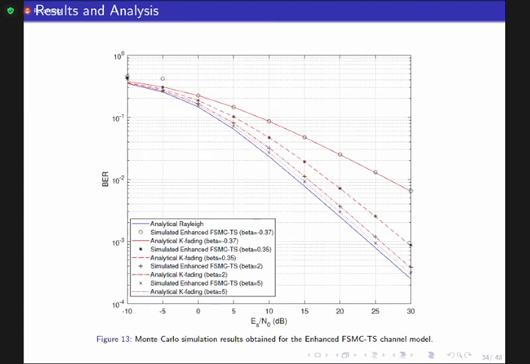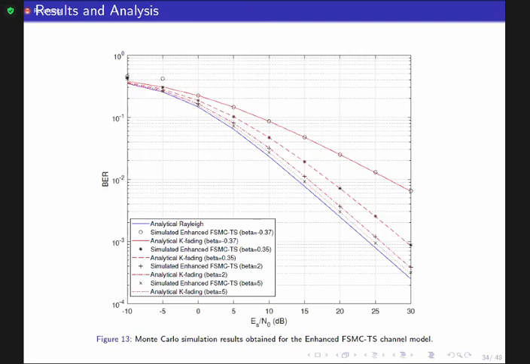Results. So here we have the results of the Monte Carlo simulations. All the lines are analytical results. All the dots, the family of circles, asterisks, crosses, and plus signs, are simulated results. We're using 5 dB increments.